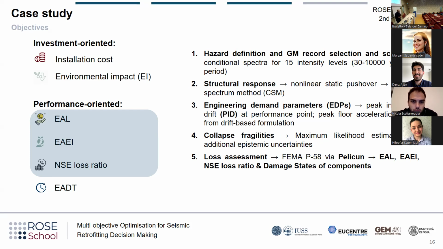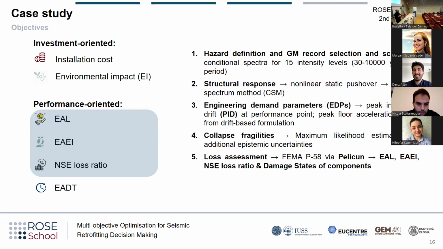We define the hazards, select the ground motion records, and scale them. We used 15 intensity measure levels, and the structural response comes from the nonlinear static pushover. We use the capacity spectrum method and identify the performance point. At the performance point, we get the drifts. From the drifts, we can get the PFA with drift-based relationships. So we have the EDPs now.